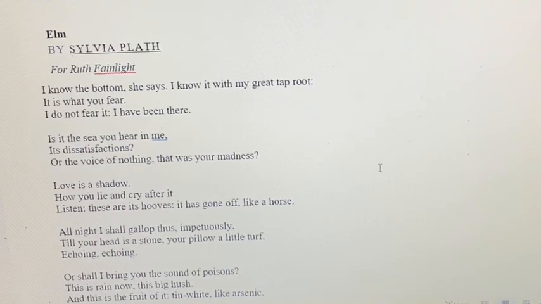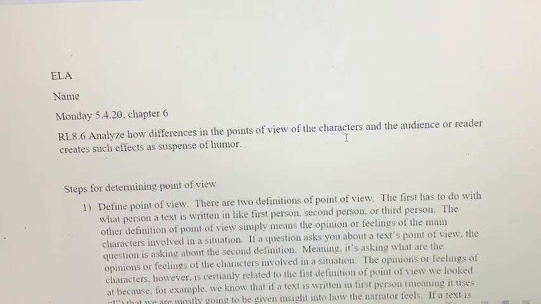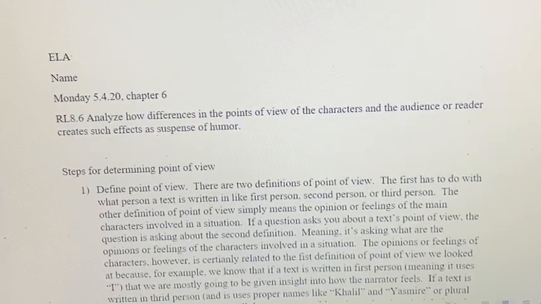So your assignment now is just going to be to take a look specifically at chapter 6 from I Know Why the Caged Bird Sings, and then you're going to answer an RL 8.6 short answer response in relationship to chapter 6.